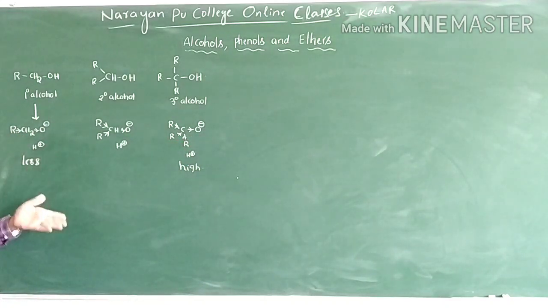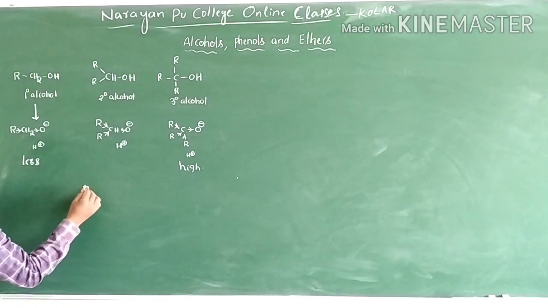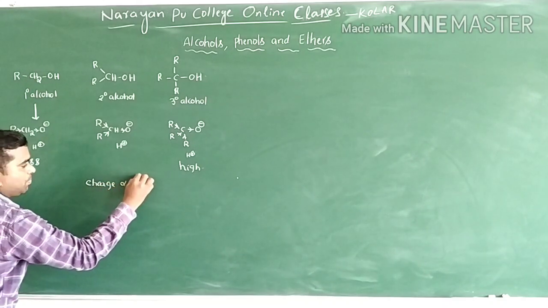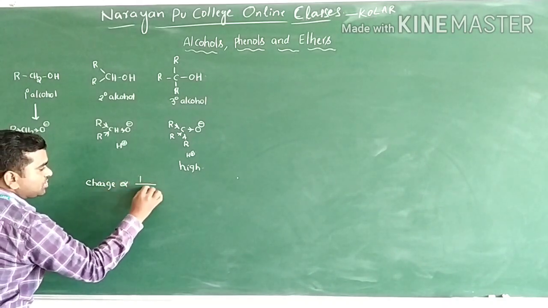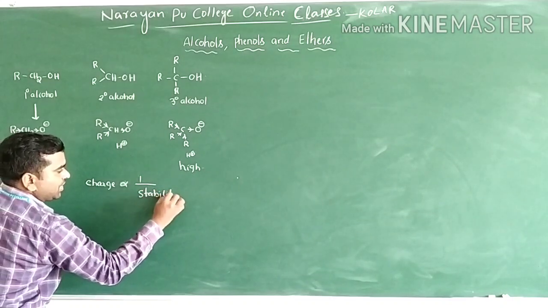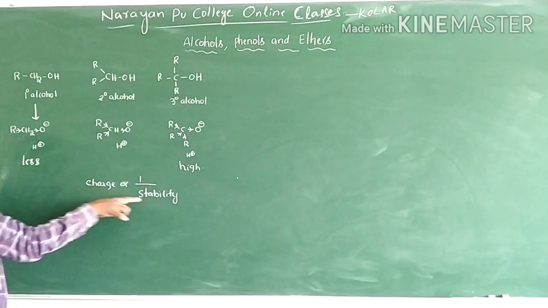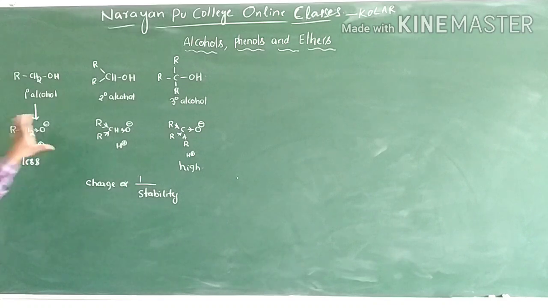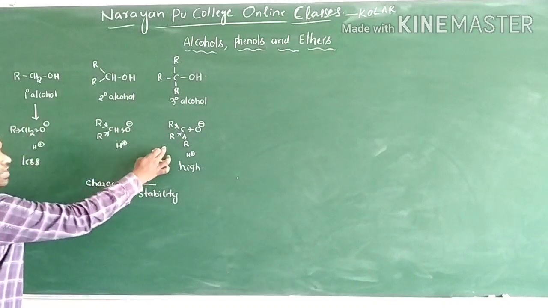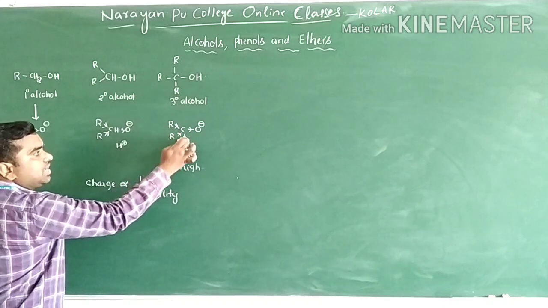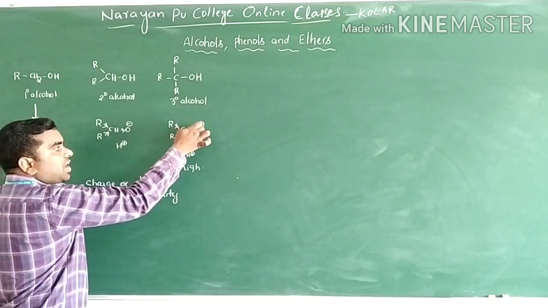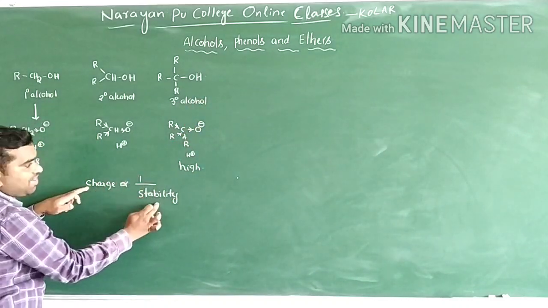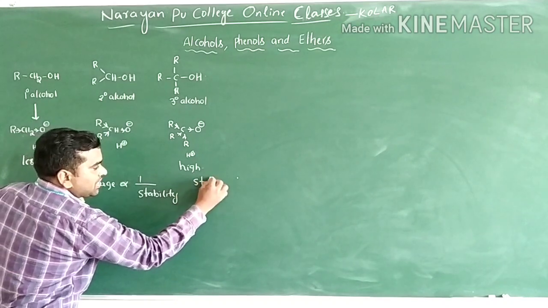Clear? Now, you know one important concept from the first year that we have discussed many times: charge is inversely proportional to stability. Greater the charge, lower will be the stability. Clear? So in the three cases, which alcohol anion has high charge? Here three groups are donating electrons, so on the oxygen electron density will be very, very high. So it has high charge. If it has high charge, stability will be less, the least stability.